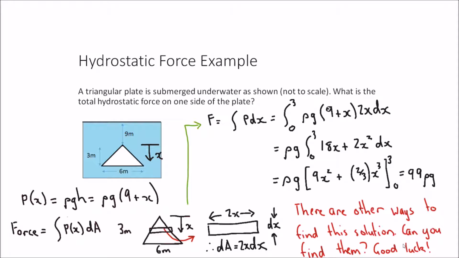Now we can substitute that dA into our original equation. So we can see that our integral for force is the integral from 0 to 3, because our plate is 3 meters high. We've got rho g (9 plus x), that's P, and then we've got dA, which is 2x dx. We can take some things out because rho and g are constant with regard to x, that's not going to change. And then we perform our integral. The integral is pretty straightforward, and we can see that our result will be 99 times rho g. There are other, easier ways to compute what this force is. I'm going to leave those to you.